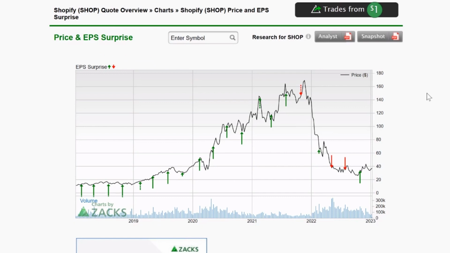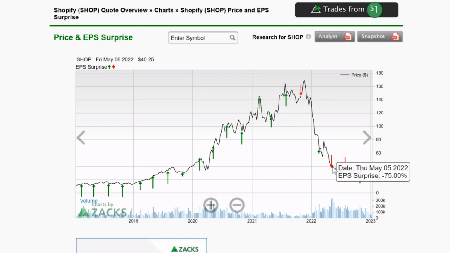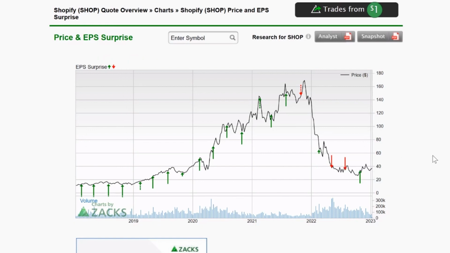But then they started to have some misses. That first miss there in 2021, it also has a bigger red arrow with those little dashes. The dashes indicate that that is a bigger order of magnitude miss. And this one is showing it was 36%. Then we see these other big red arrows in 2022, 75% and 200% misses. So it's key to also look at the arrows to see what the magnitude is on the miss.